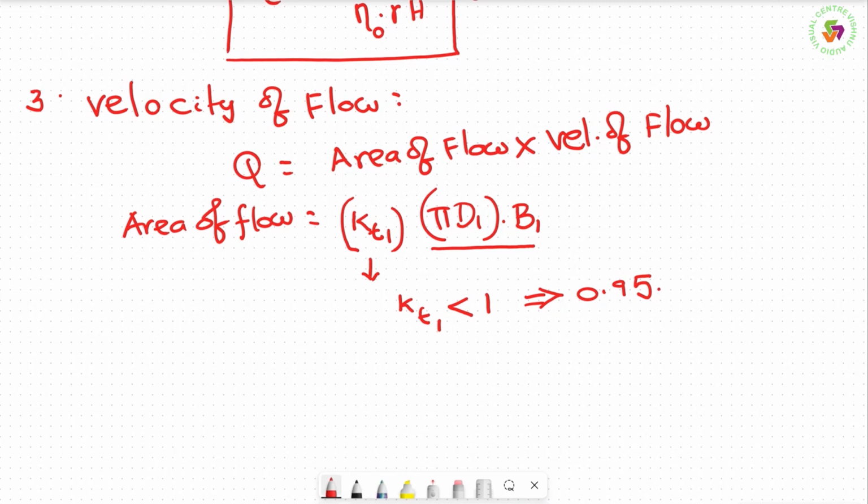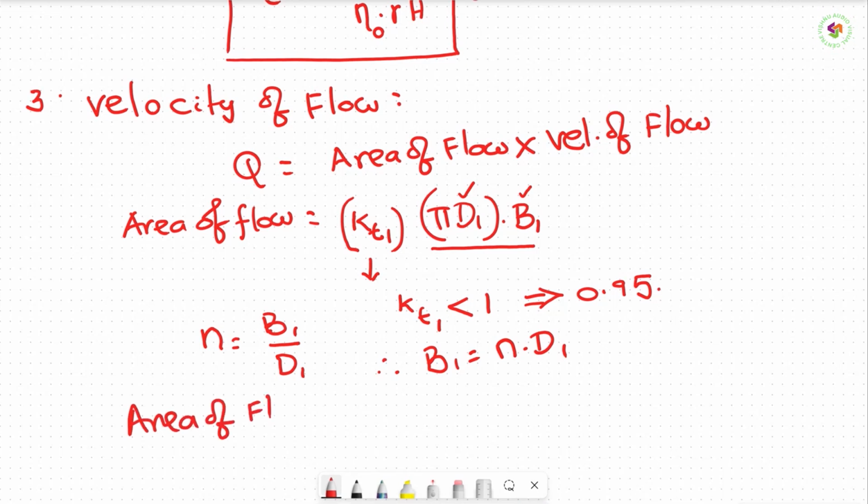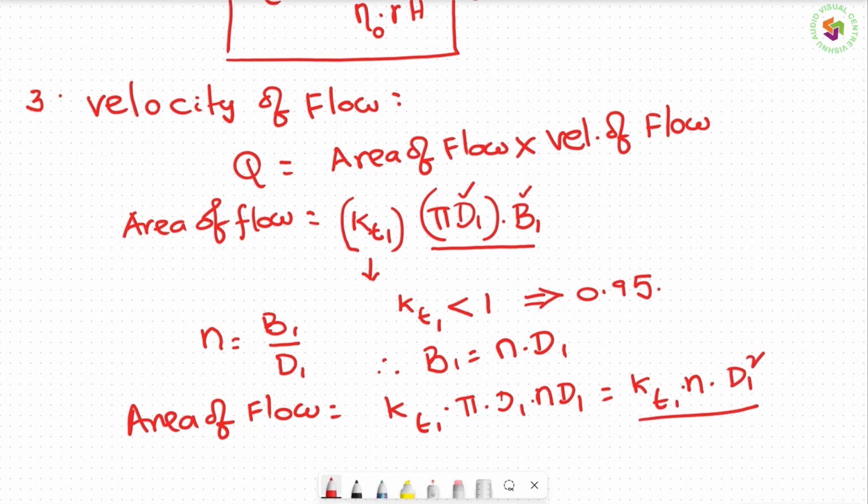Now again, our problem is here D1 is unknown, B1 is unknown. So I use the relation n is equal to B1 by D1. Therefore, B1 is equal to n into D1. If you substitute in that, the area of flow is equal to KT1 into pi into, instead of B1, you write nD1. Therefore, KT1 into pi into n into D1 square. This is the area of the flow.